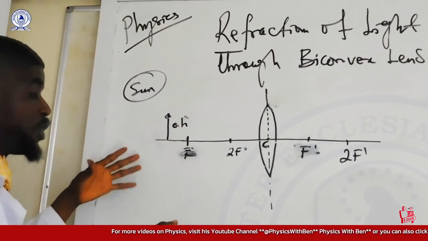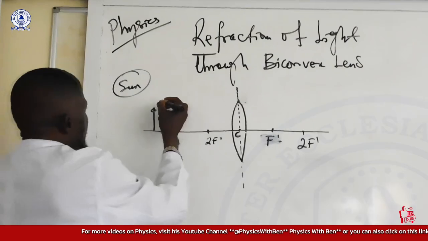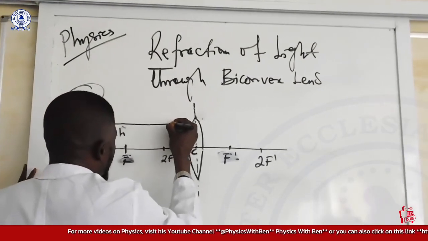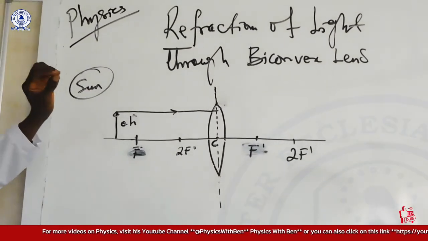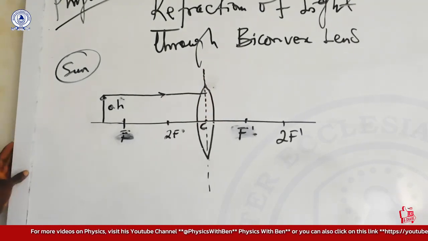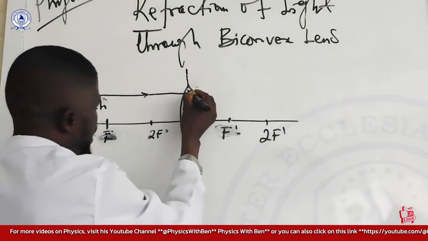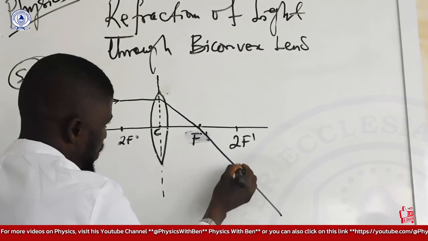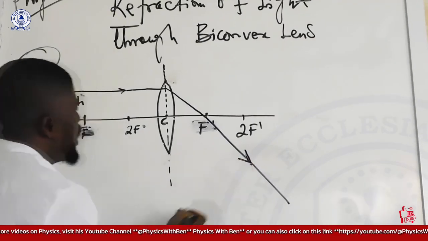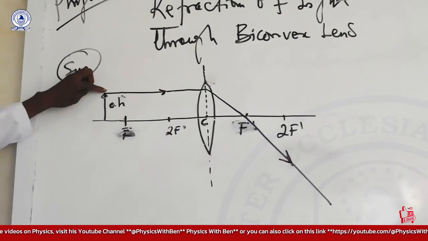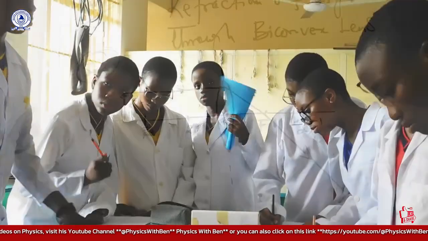So combining the rules for drawing ray diagrams, we're going to use rule 1: a ray of light passing parallel to the principal axis. Please ensure that your object height is not above the aperture of the lens. Where will it pass? It will pass through F prime, right? So the ray will pass through F prime. Are we good? And then you must indicate the direction of travel of the ray. Now take note that this is the incident ray, and this is the what? Refracted ray.